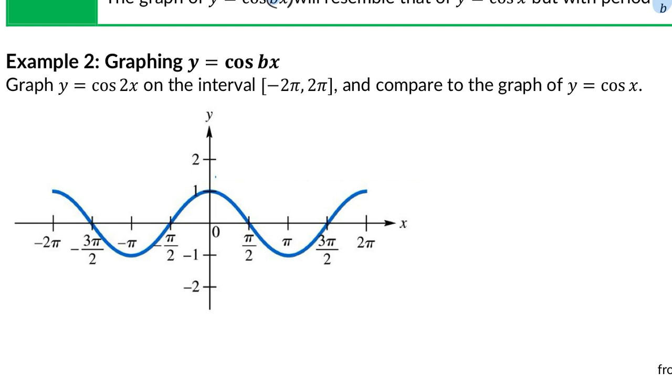So let's see. It says we're going to graph y equals cosine of 2x on the interval from negative 2 to 2 and compare that to cosine of x. Well, cosine of x is already graphed for you. What number do we have multiplied here on the inside?